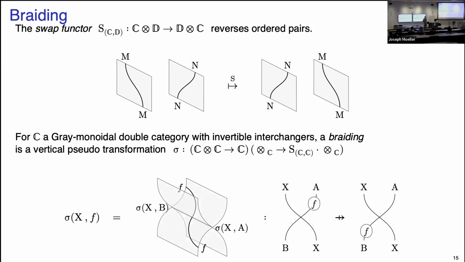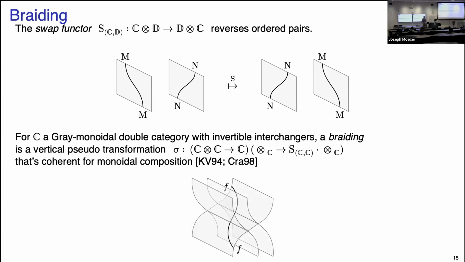Okay, so if we have a Gray-monoidal double category with invertible interchangers, I'm going to come back to these invertible interchangers in just a moment because it's going to be important, but I want to finish this definition. We can define a braiding for it as a vertical pseudo-transformation from the tensor to the tensor following the swap. So here I've drawn an arrow component square for such a thing, and it has the boundaries shown here. And this thing has to be coherent, and this was all worked out previously in the globular case. It has to be coherent with respect to the monoidal composition. For the binary composition, this was worked out by Kapranov and Voevodsky, and for the nullary composition by Kranz.